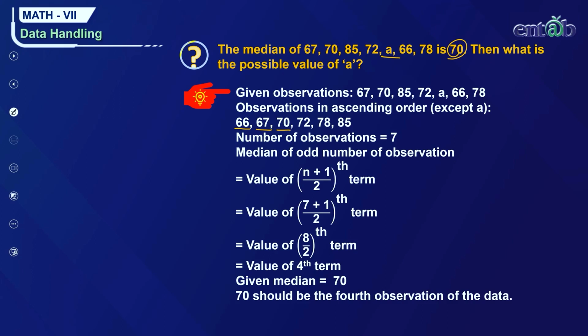If it would have been any value, let's say 68, 69, 65, 64, then also 70 will become the fourth observation. Or if A is 70 only, then though 70 would be repeating, still it will be the fourth observation, right? So the value of A can be less than or equal to 70.